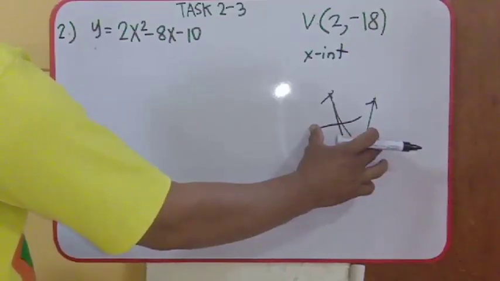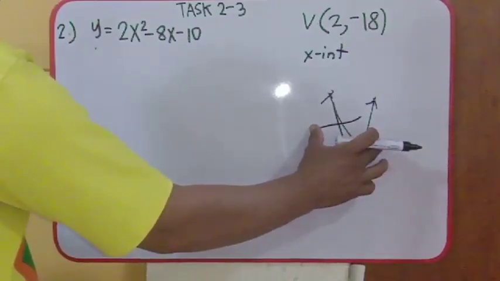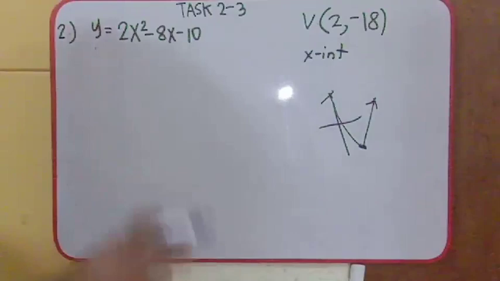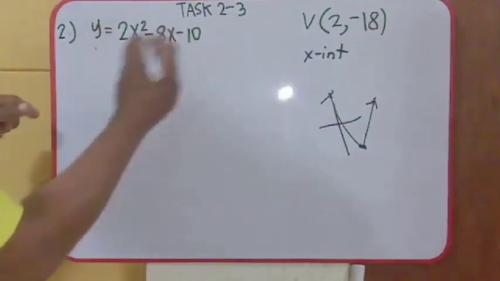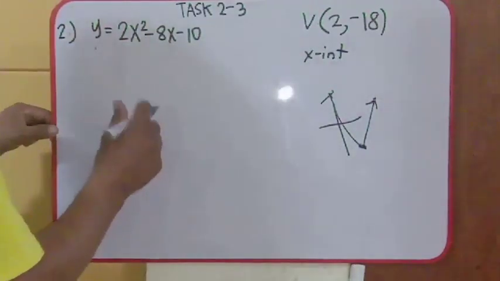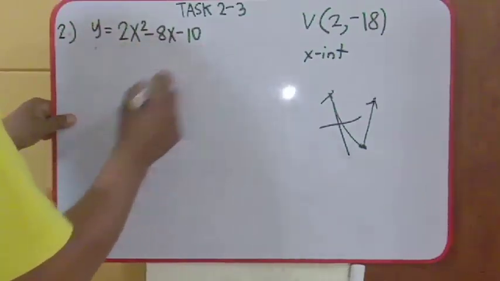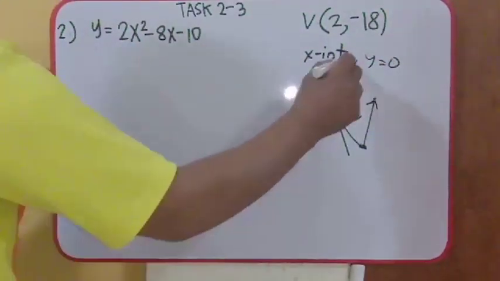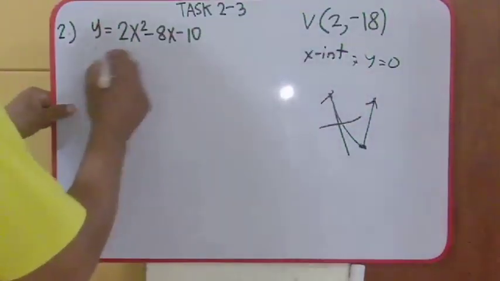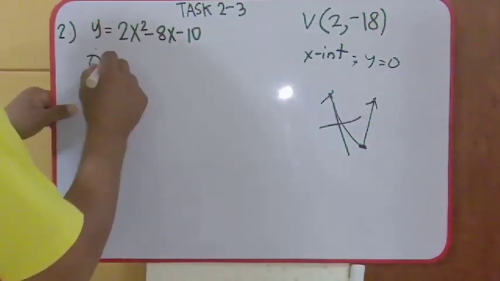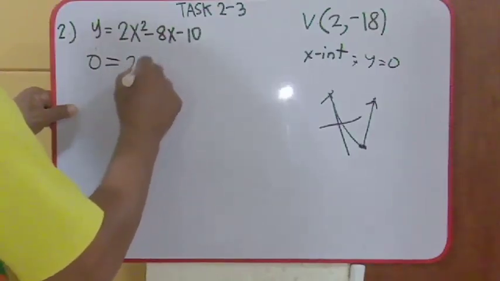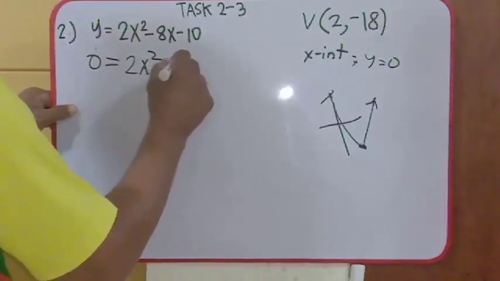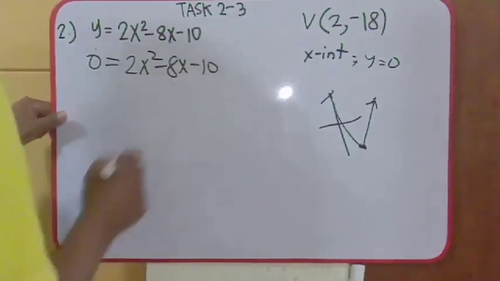Or, B squared minus 4AC is greater than 0. It means dalawa yung ating X-intercept. So, ibig sabihin, kukunin natin yung X-intercept. So, X-intercept, Y equals 0. Okay. So, substitute natin yan. 0 equals 2x squared minus 8x minus 10.